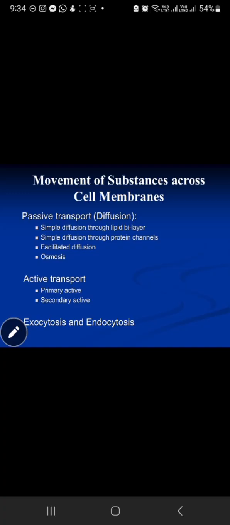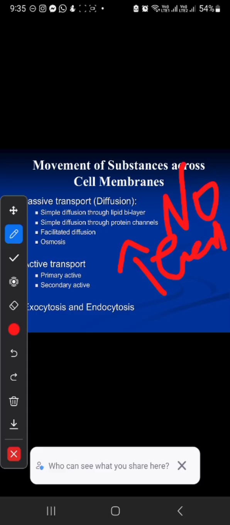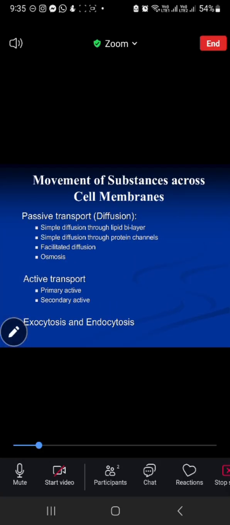So now the main topic of today's lecture: how substances move in and out of the cell membrane. There are three main categories of transportation: passive transport, active transport, and both exocytosis and endocytosis. To summarize, in passive transport there is no energy needed, no energy needed at all. But active transport is an active process; we need ATP, we need energy. And for exocytosis and endocytosis, we will talk about them later on.